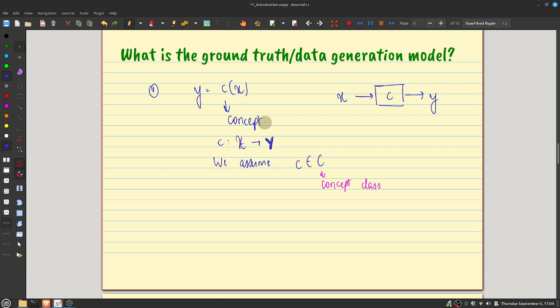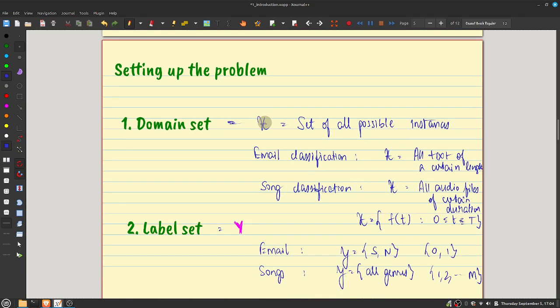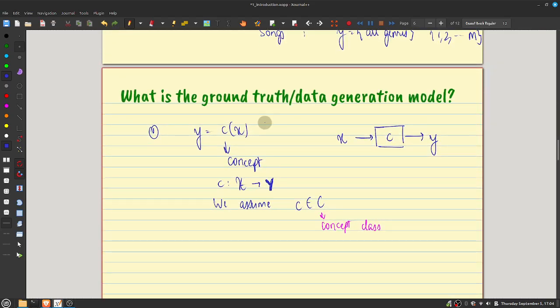We will take curly X. So curly X is a domain set. First, this is the domain set, which is where your instances come from. So curly X could be the set of all possible images, right? But C is the set of all functions from all possible images to the label set.